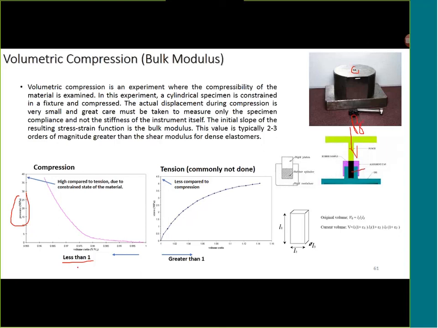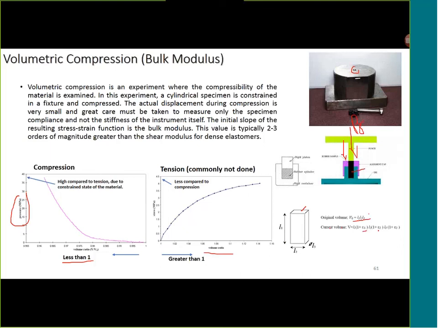So this can be done both in tension and compression, and you can calculate the volume ratio, because let's say if you have a specimen like a button like this with a rectangular cross section, you know the original volume, and depending on how much the plunger moves down, you can calculate the strain.